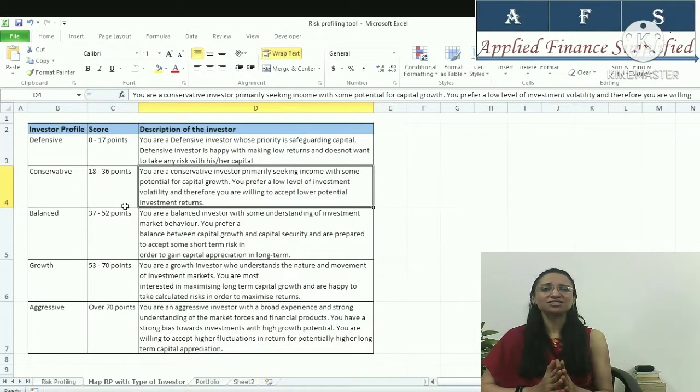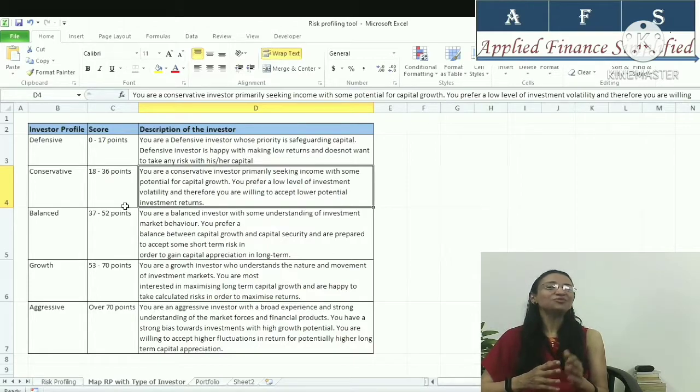The next is the balanced investor. The balanced investor is a kind of person who wants both capital appreciation as well as security on his returns. So he is prepared to take some short-term risks in order to get capital appreciation in the long term. The next is the growth investor. As a growth investor, the person understands the nature and the movements of the market. He is interested in maximizing his long-term investment and is happy taking calculated risks.